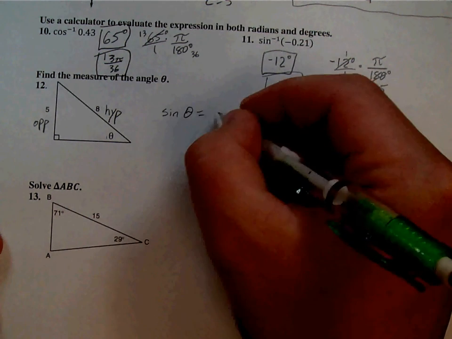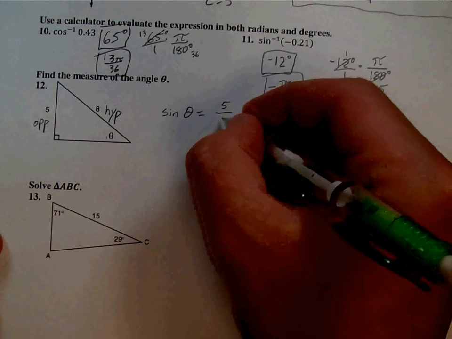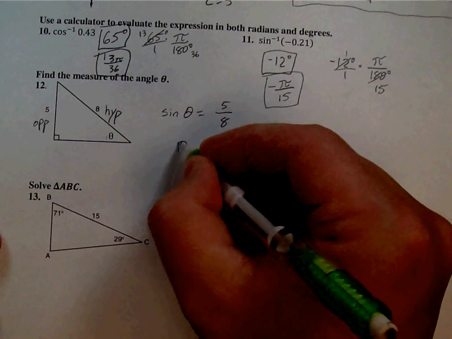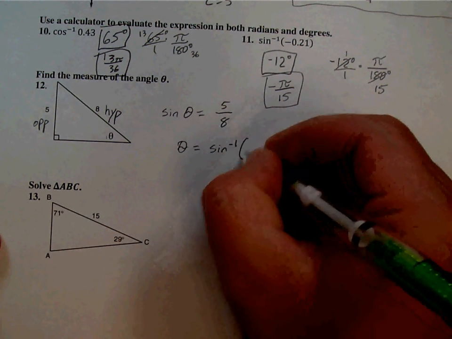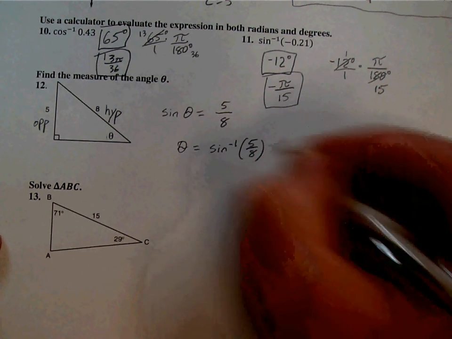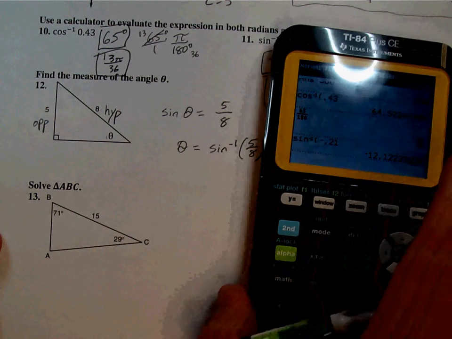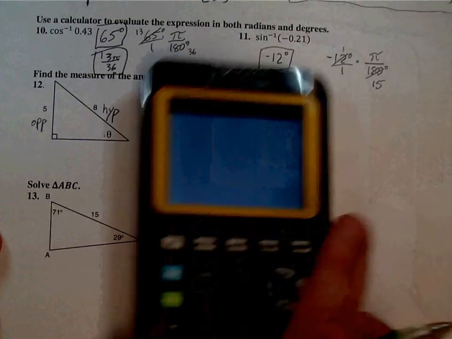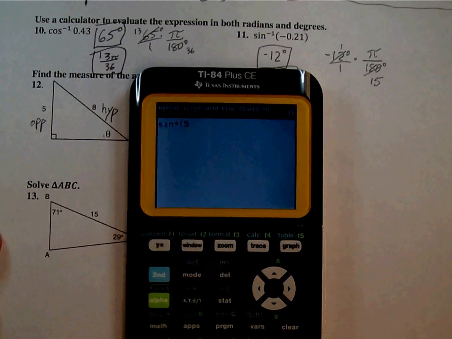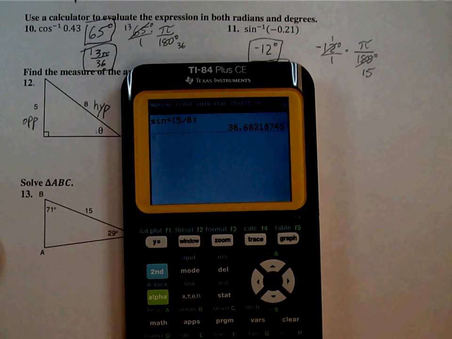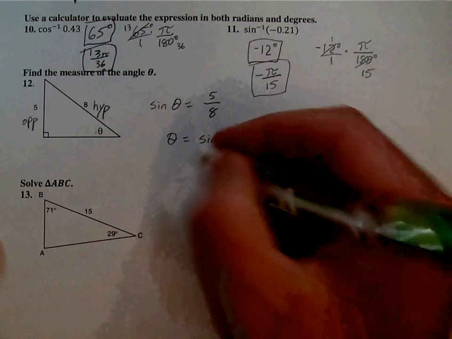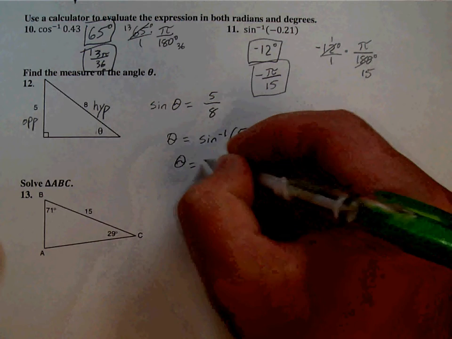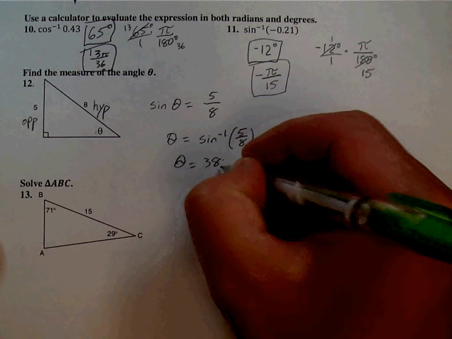So sine of the angle is equal to the opposite over the hypotenuse, but since we want to get the angle by itself, I have to do the inverse sine of the fraction. I have to do the inverse sine of 5/8. So on the calculator, that's second sine of 5 over 8. We see that's about 38.7 degrees, depending on what we round it to. It doesn't tell us, so I'll go 38.7 degrees.